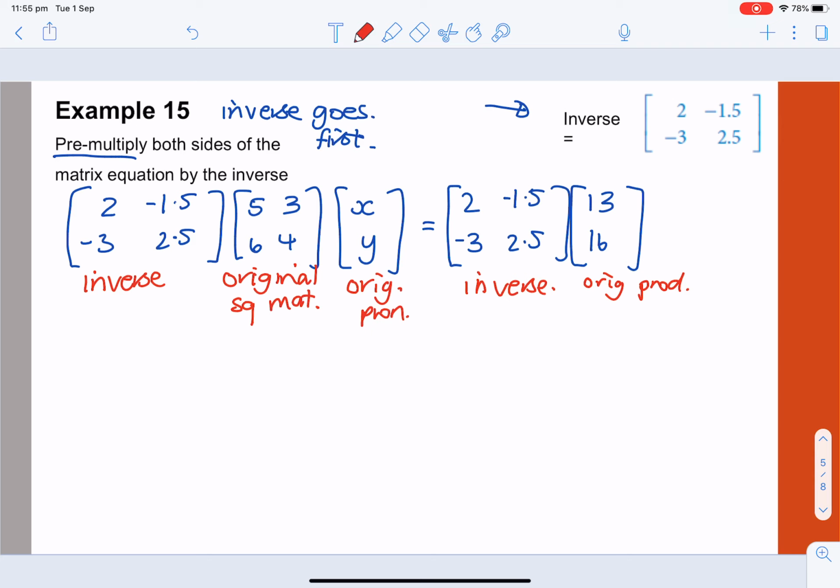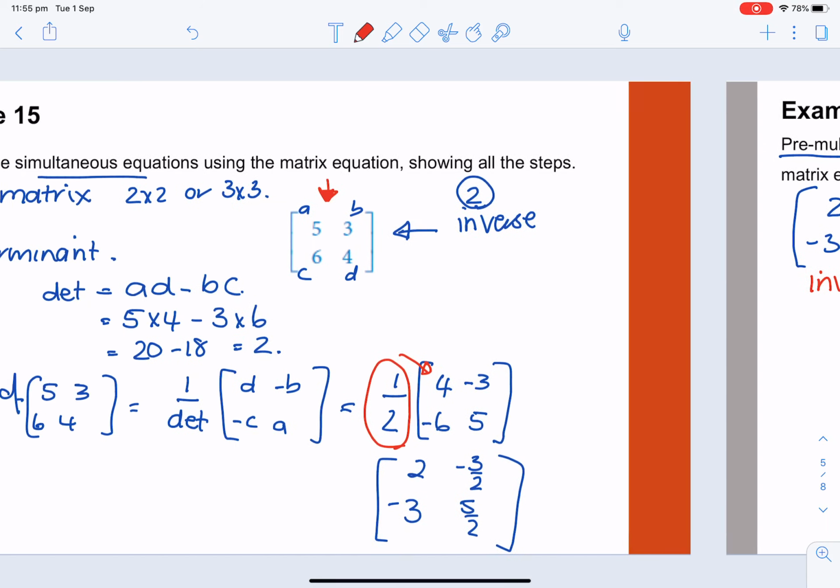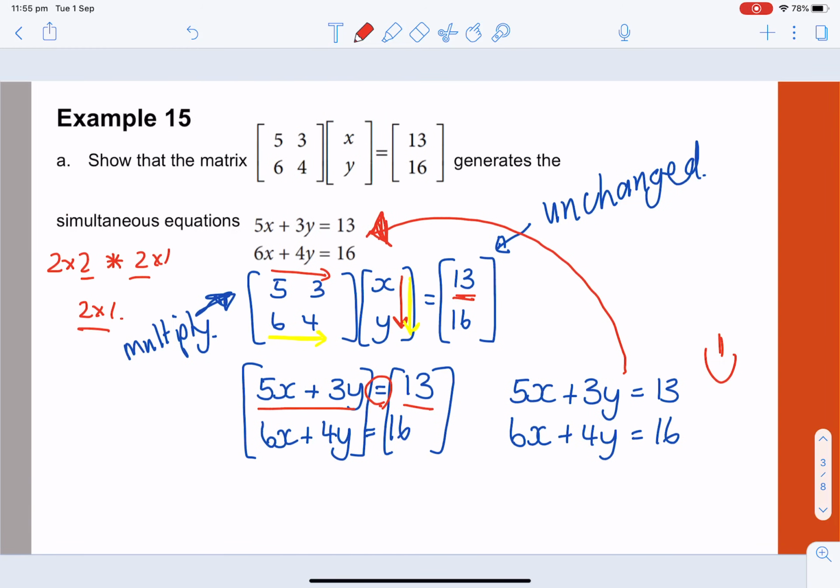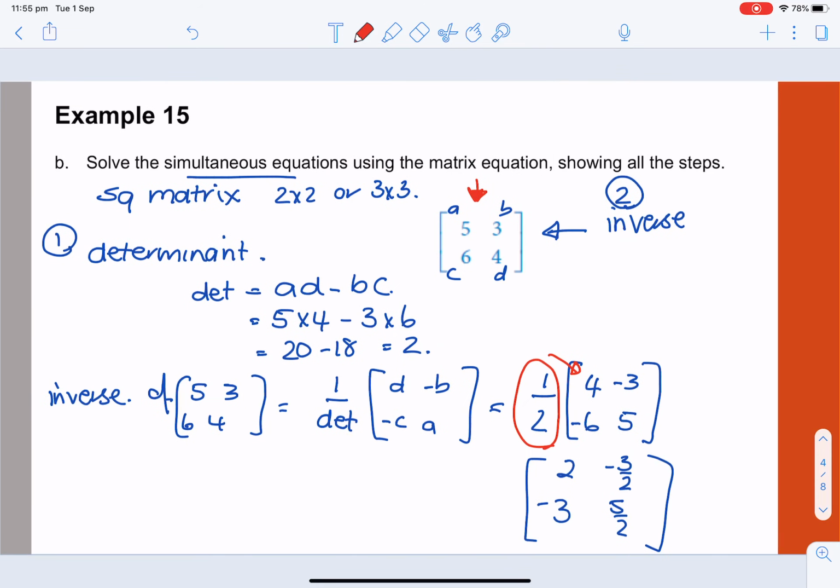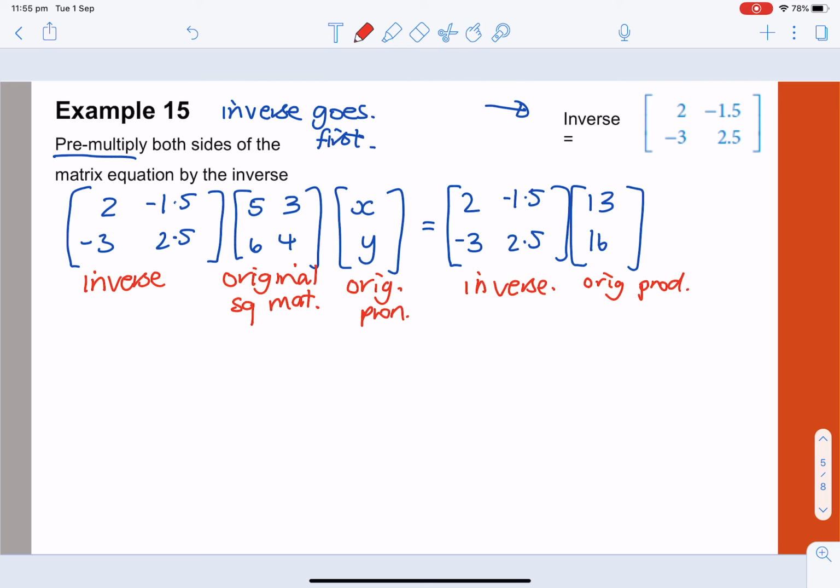The original square matrix, the original pronumeral matrix, and the original product matrix is, hang on a second, I'm going to go back 2 pages, my original sum from 2 slides ago. So that is my matrix, 5, 3, 6, 4, with the pronumeral matrix and the product matrix on the end of it. And all I've done on both sides, so I'm still keeping that balanced, is added the inverse. The reason I did this is that A to the negative 1 times A gives us the identity matrix.